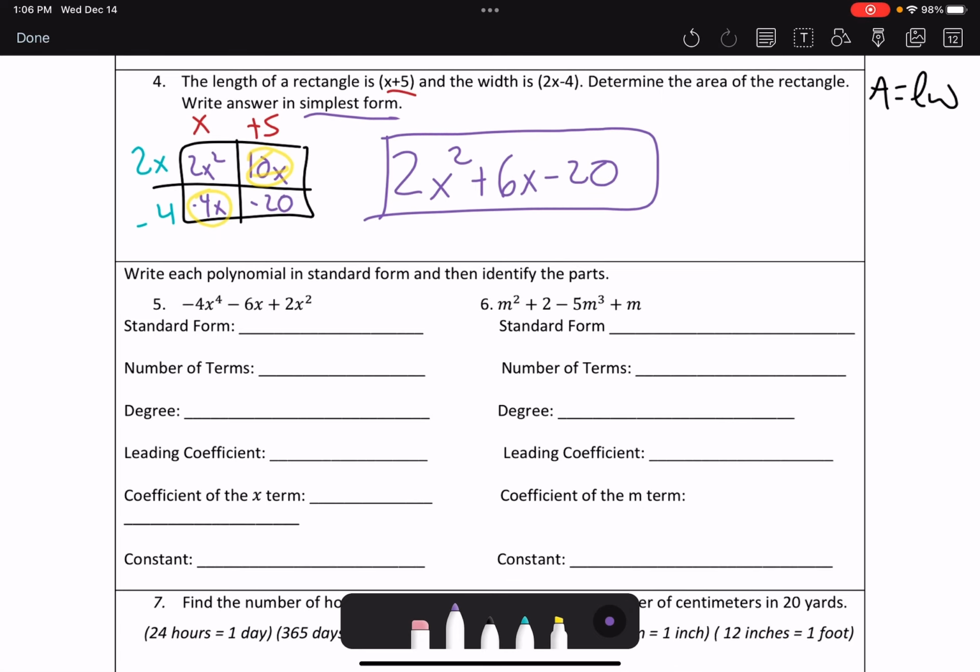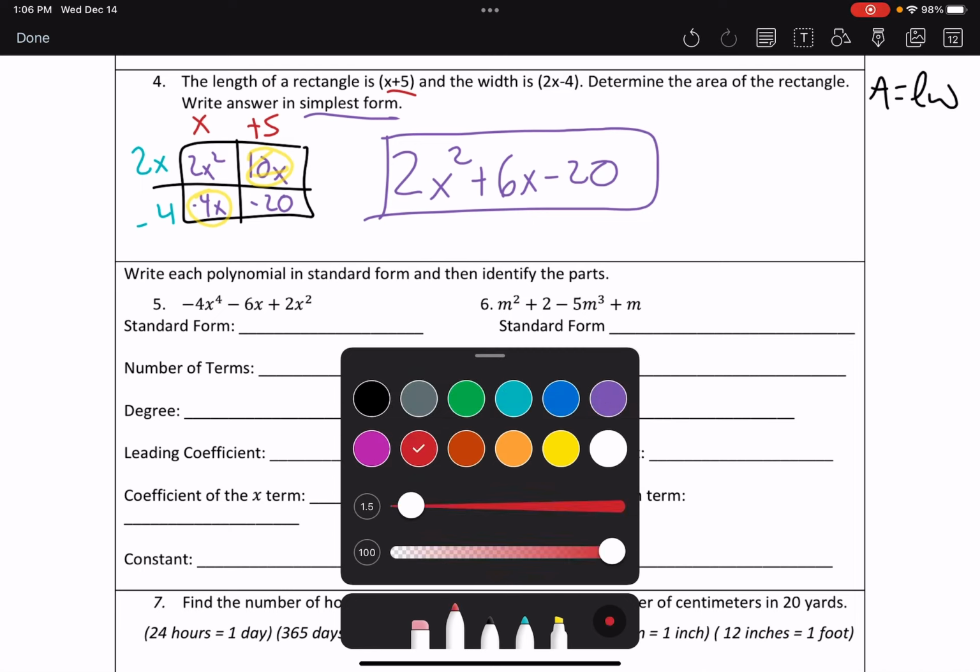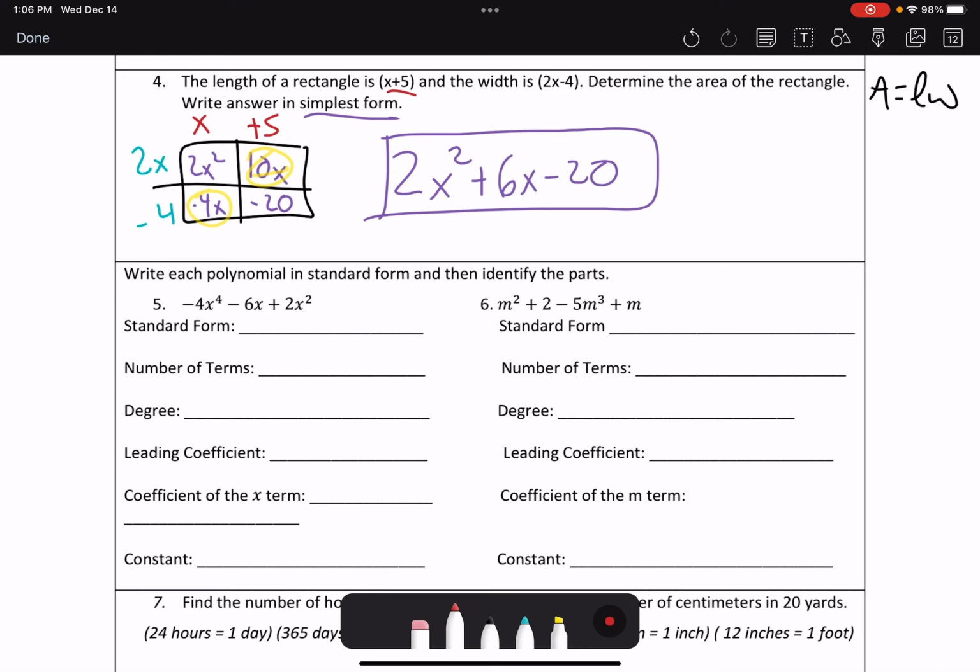All right, that leads us into now identifying these characteristics of polynomial expressions. So let's look at this first one. It says go ahead and write these out in standard form, which is what we've been doing, except now we may or may not have terms that combine. So the standard form of -4x to the 4th power minus 6x plus 2x squared. I'm going to start off with -4x to the 4th power because that has my highest exponential value. Then I've got plus 2x squared minus 6x.